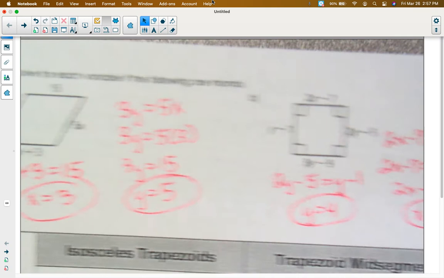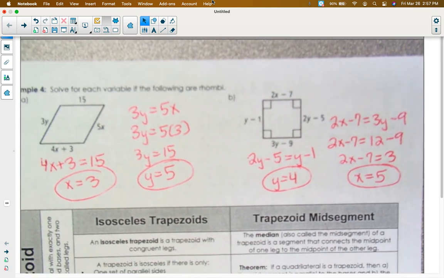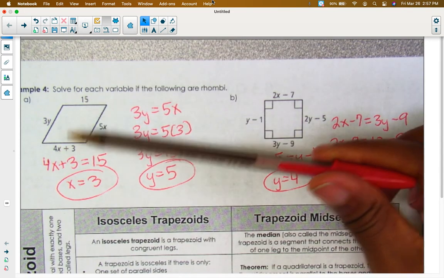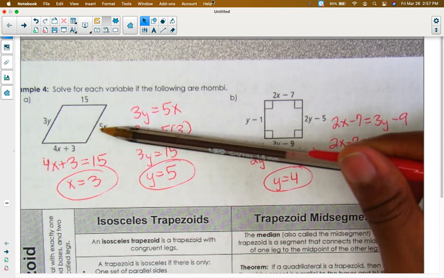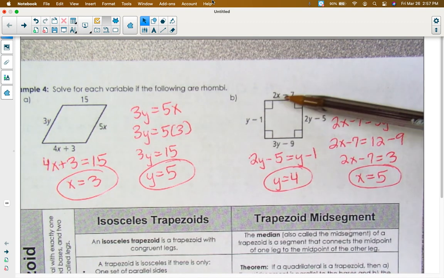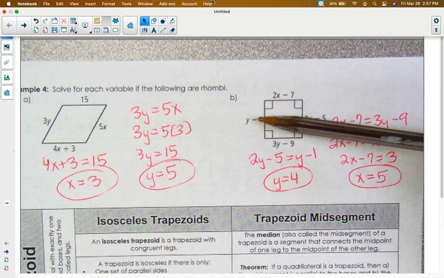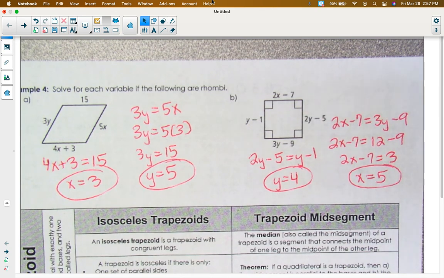So both of these problems, I know I solved the equation kind of fast. We've been solving equations for a while, opposite operations. But you should know that the top and bottom are congruent to each other, and the two sides are congruent to each other. And we're going to end with some properties of trapezoids.